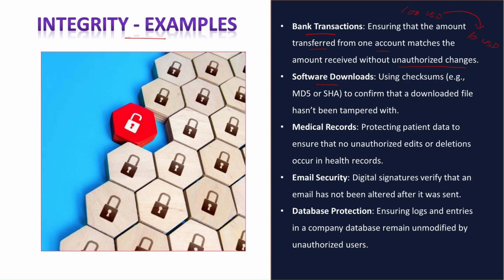Software download. Using a checksum, for example MD5 or SHA, to confirm that a downloaded file has not been tampered with. You must have seen that when you download some files, there is a hash file available with the download. It is to ensure that the file has not been changed during the download. When you download the file, you can calculate the hash of the file and compare it with the one that was available with the file. If both the hashes match, it means the file has not been tampered with.